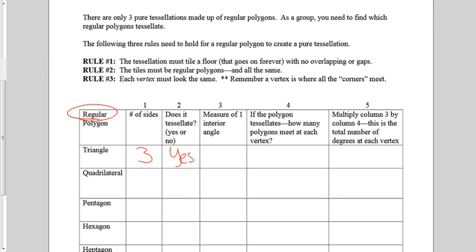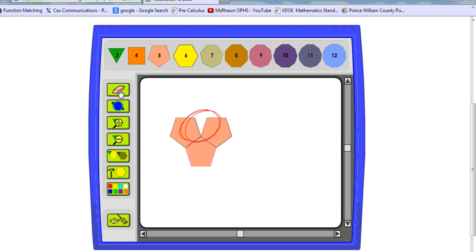We decided that by using our little applet. And what's the measure of one interior angle of a triangle? Okay, well, all the angles in a triangle add up to 180, and I have three angles, which means each angle is 60 degrees. And if the polygon tessellates, how many polygons meet at each vertex? I'm going to go back to my applet, and I'm going to get rid of what I have, maybe.